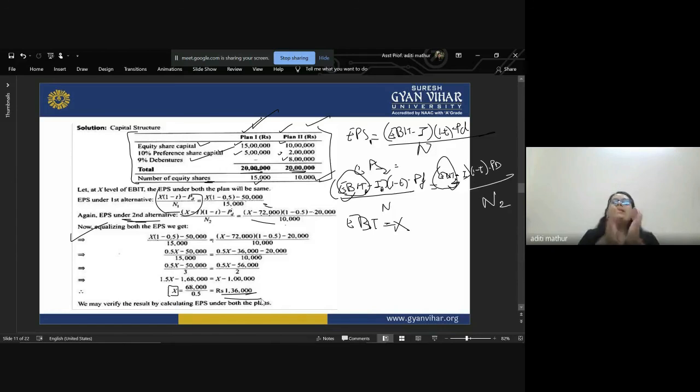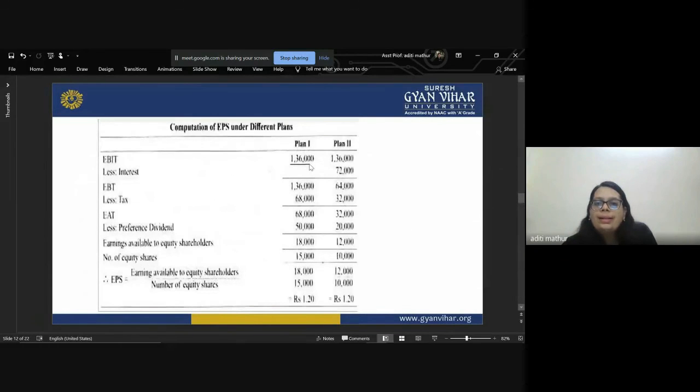So it is that level of earning where your EPS for plan 1 and plan 2 will be the same. So this is that level of EBIT. Let us first cross check it. We are going to use 1,36,000 as our EBIT and calculate EPS for plan 1 and 2, because the question also asks us to cross verify our calculation. This is how you can also have trust that yes, this formula is correct. So now let us write 1,36,000 as our EBIT for both the plans.